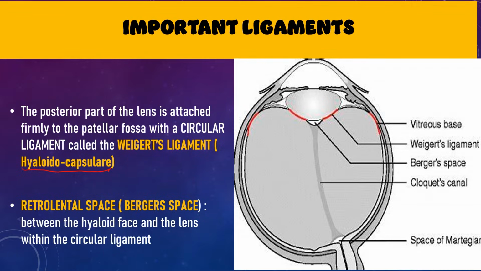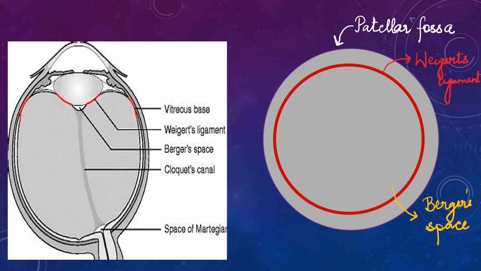Now, the lens is not firmly adhered throughout the patellar fossa. So there is still a part behind the lens which is loosely attached to the hyaloid face where we have a space, and this space is called retrolental space because it is present behind the lens, and it is also called the Berger's space. So let me explain it to you.